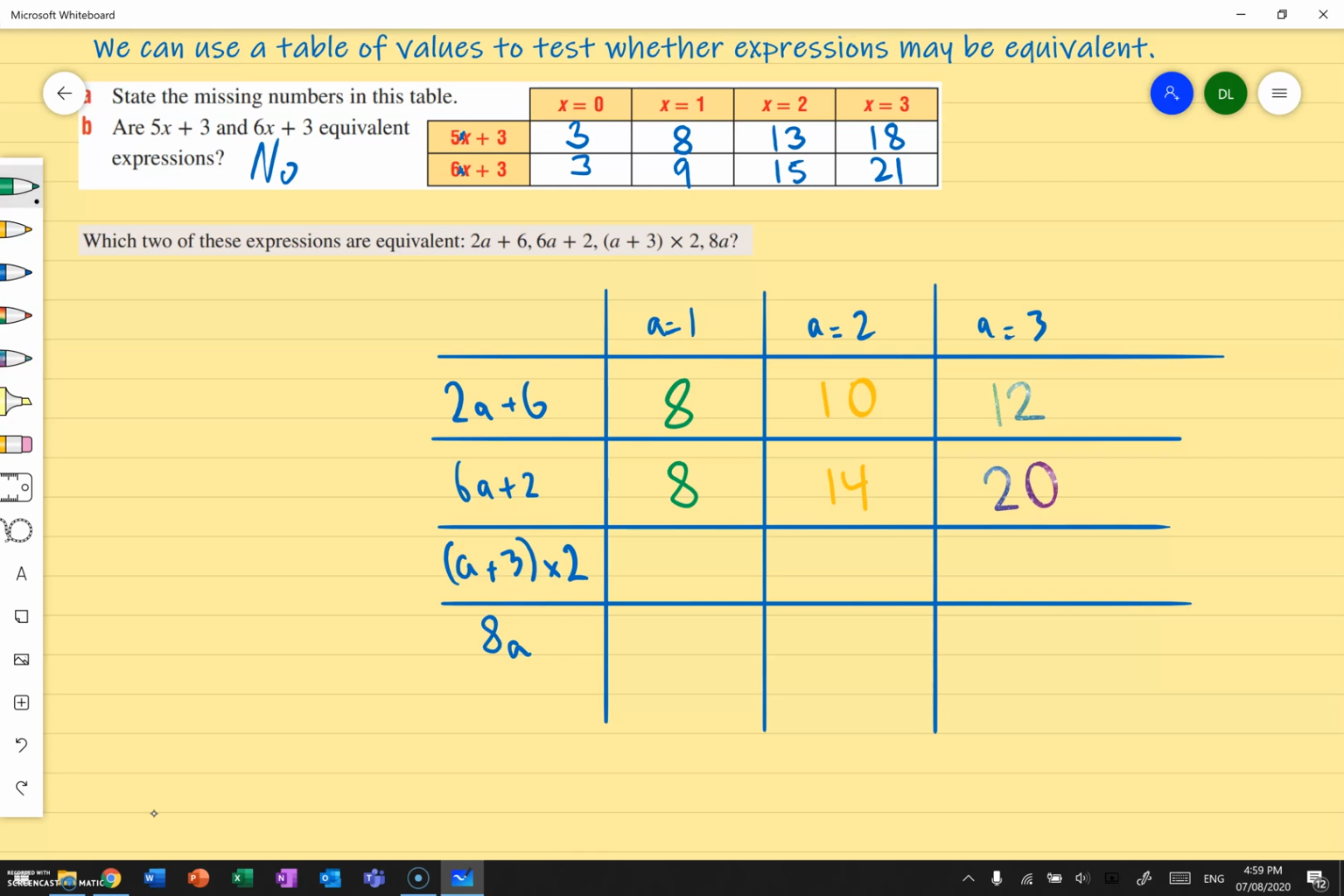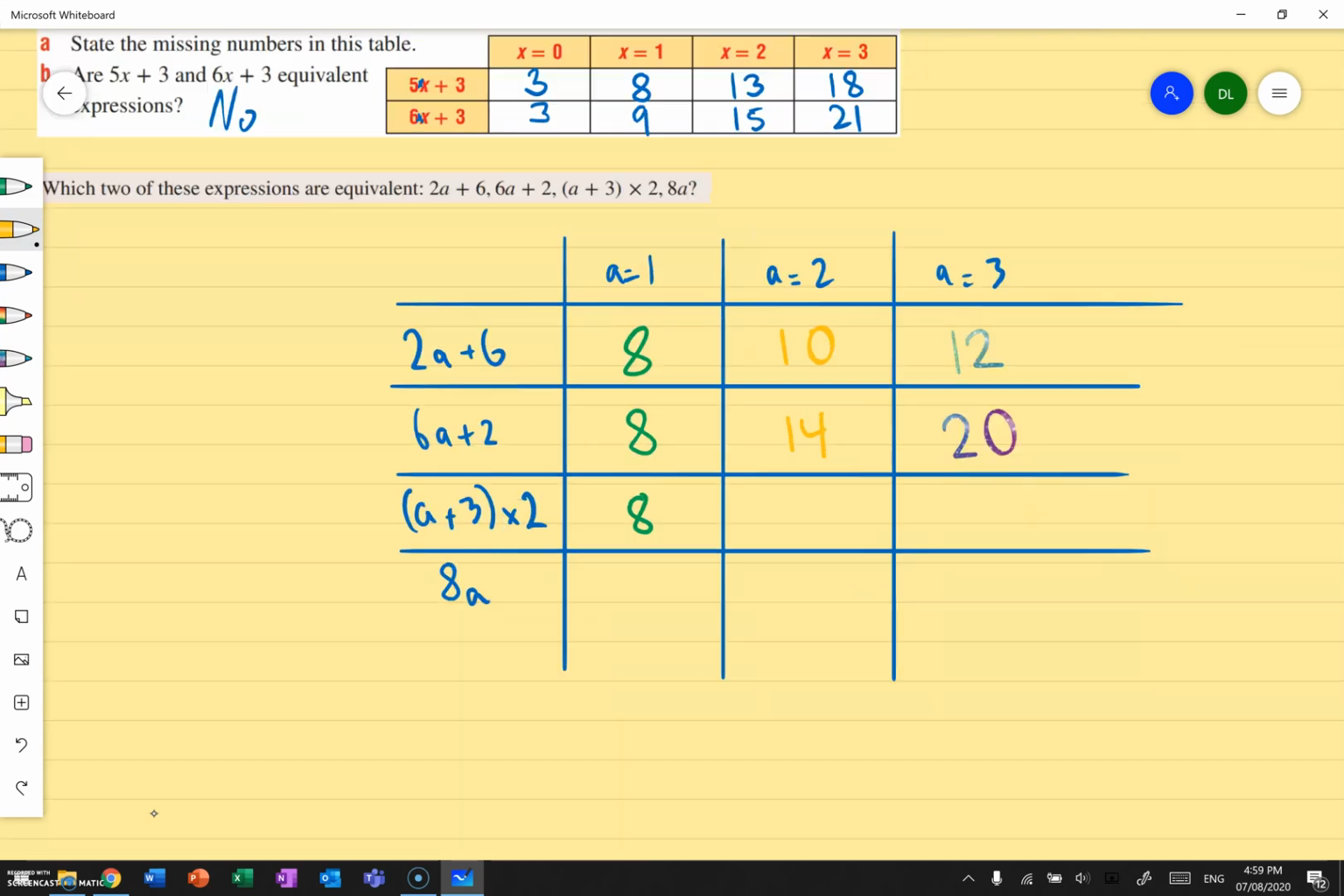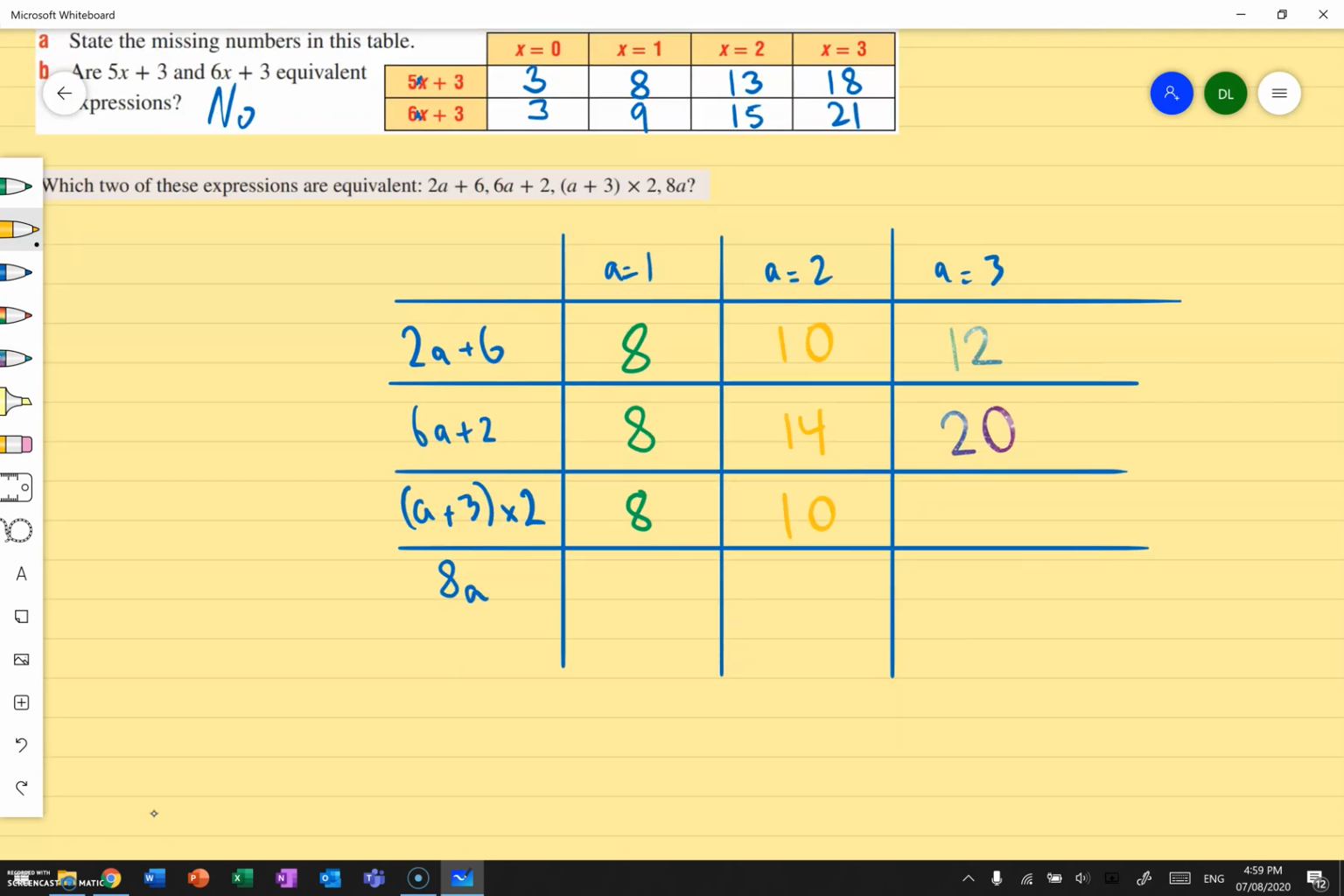Okay, now let's go with the third row. I've got (a plus 3) times 2. So a being 1 gives me 1 plus 3, which is 4, times 2 is 8. Up next, a is 2. So 2 plus 3 is 5, times 2 is 10. Oops, I forgot to change color. And then I've got a equals 3. So 3 plus 3 is 6, times 2 gives me 12.